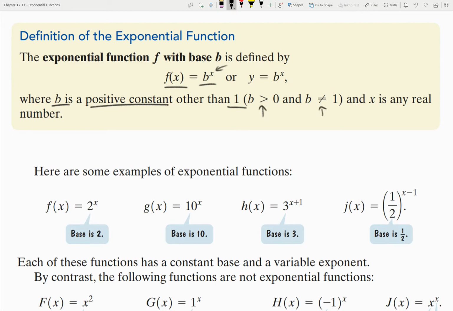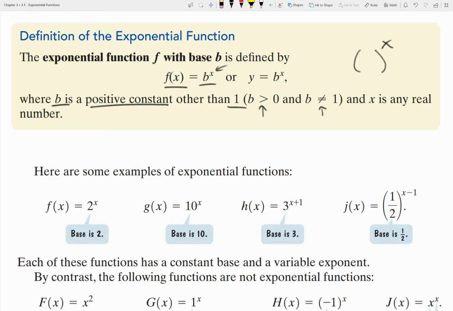And we can figure out why this is true, because x is any real number. So the variable up there is x. If we have a base of 2, this is no problem. A positive constant other than 1. However, if the base is 0, look at the exponent right here. Plug in numbers for x. You're never going to get anything but 0.